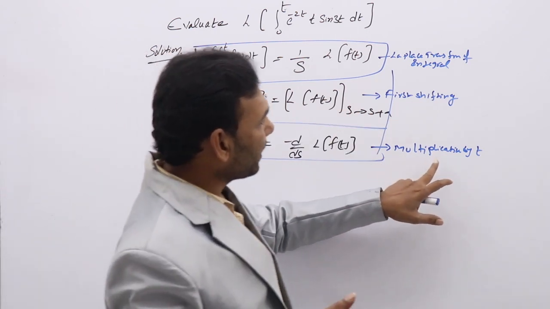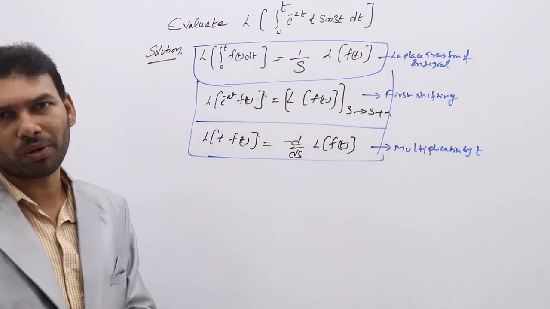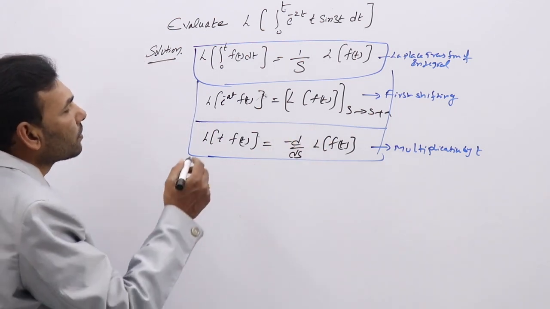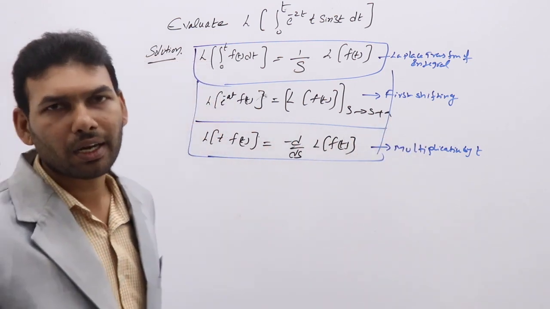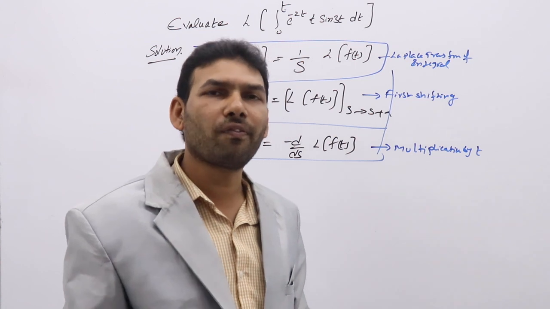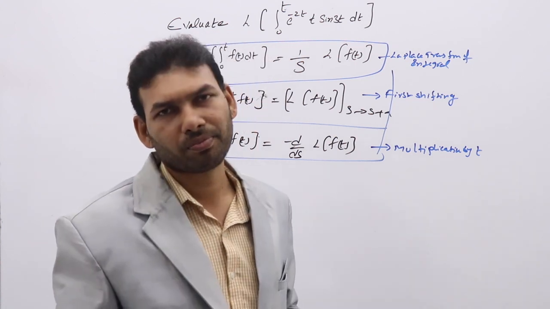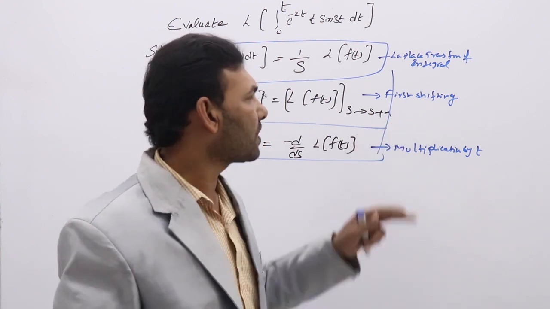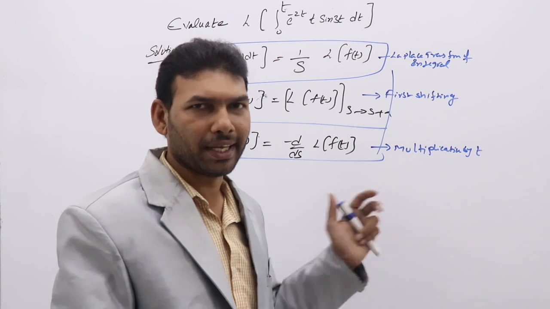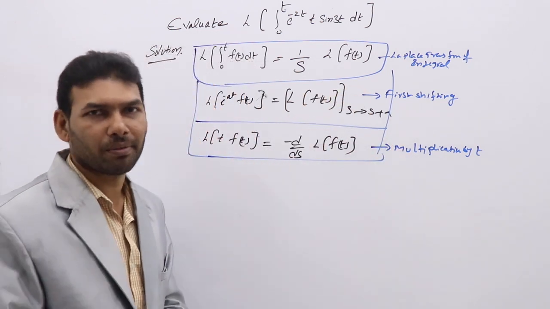Next, multiplication by t we need to do now. This is differentiating the Laplace formula. Whenever we have first shifting theorem along with some other principle, first prepare the principle other than first shifting theorem. Apply first shifting theorem at the end. First shifting theorem, multiplication by t: first apply multiplication by t, next apply first shifting theorem.